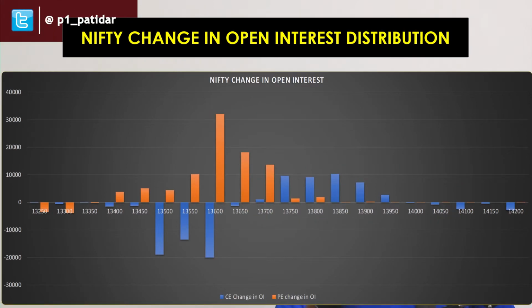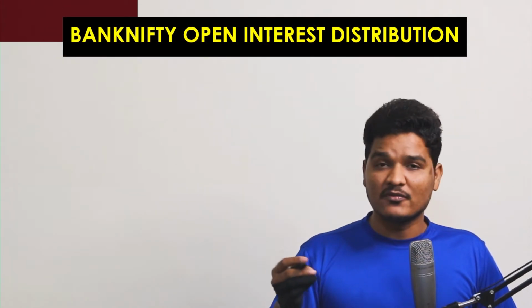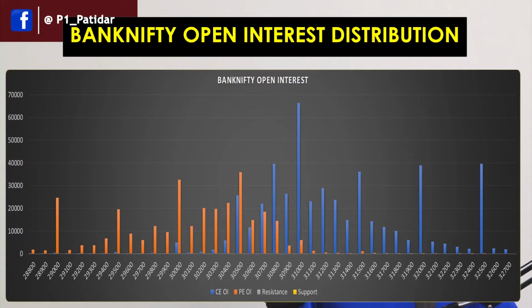Now let's move ahead and discuss our Bank Nifty as well. First we'll discuss Bank Nifty open interest distribution and find out support and resistance. If you see here, where is support? Support is at 30,500. So that will be your support 1. Where is resistance?